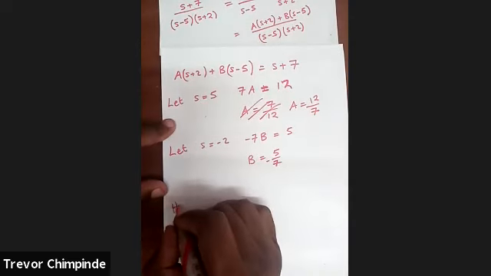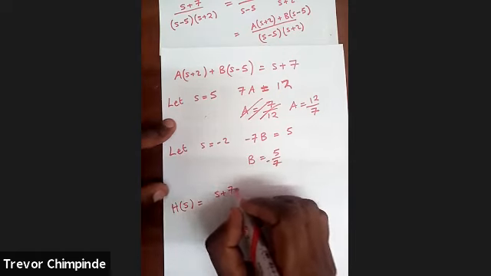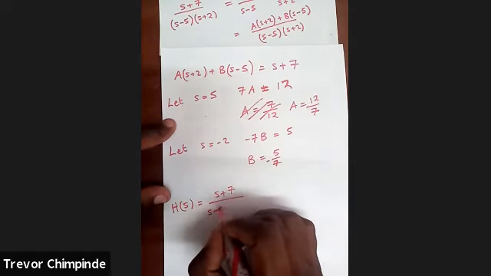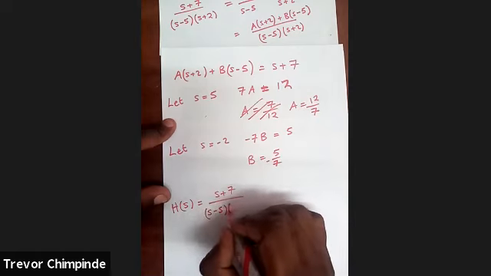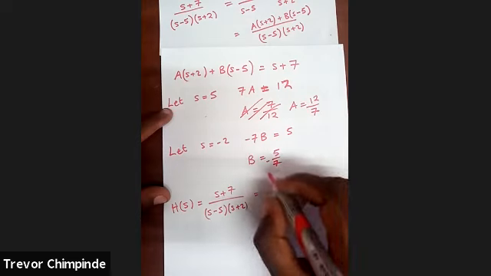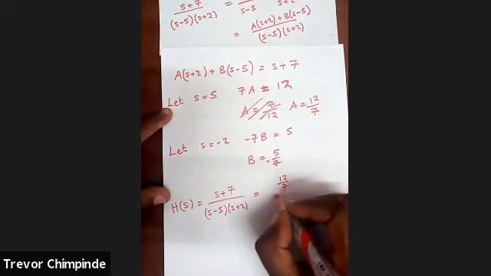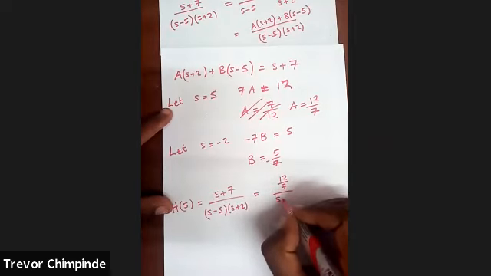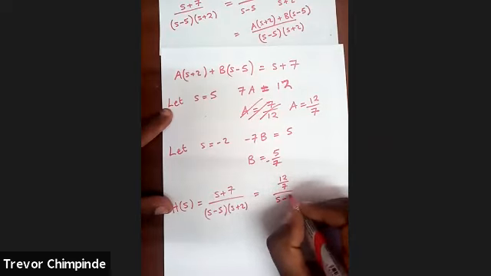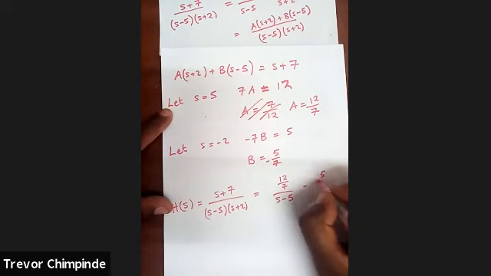Therefore, H of S, which is (S plus 7) over (S minus 5)(S plus 2), is equal to A, which is 12/7, divided by S minus 5, and B, which is -5/7, divided by S plus 2.